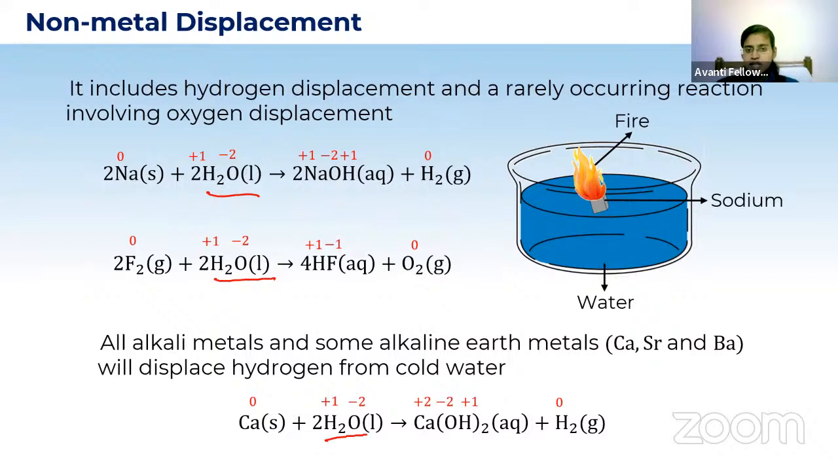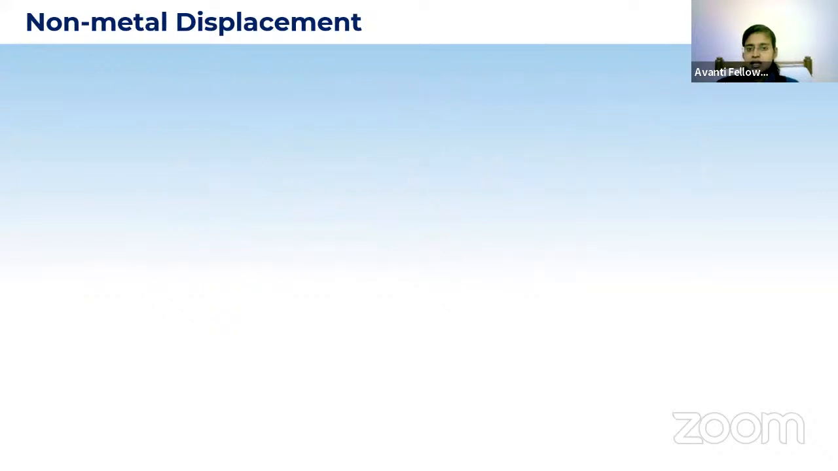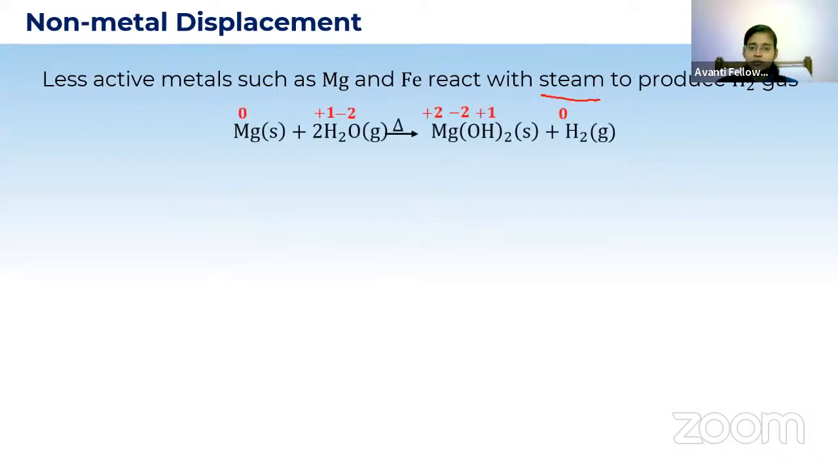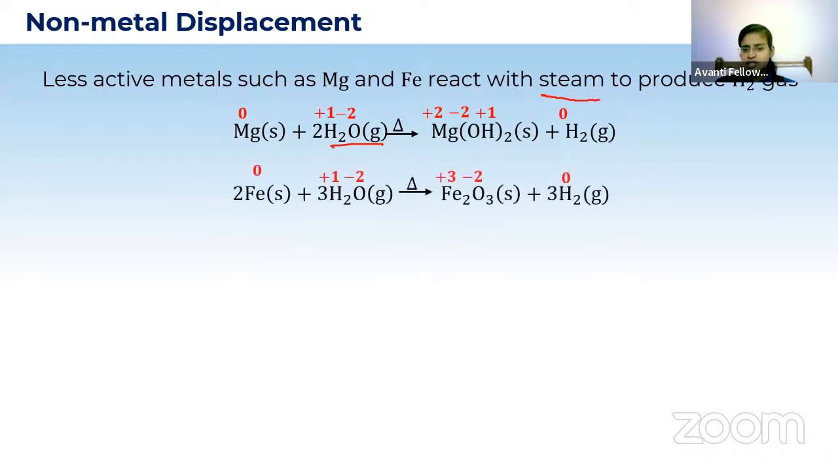But the very less reactive elements like magnesium and iron react with the steam. Steam means H2O in gaseous form. So you can see, H2O present in its gaseous form is called steam. So magnesium can react with water in its gaseous form to form magnesium hydroxide and hydrogen gas. The same way, iron with H2O in gaseous state can be oxidized to iron oxide and hydrogen.